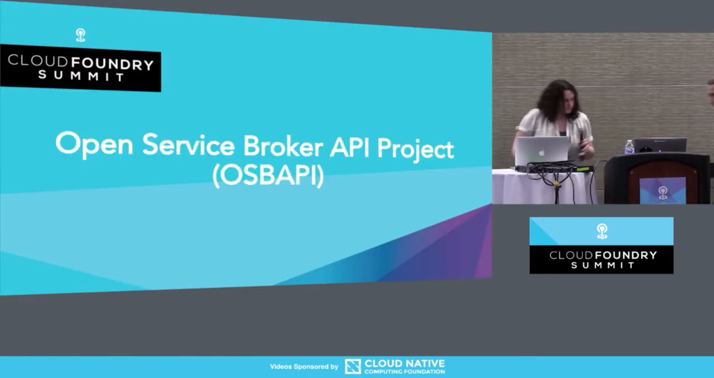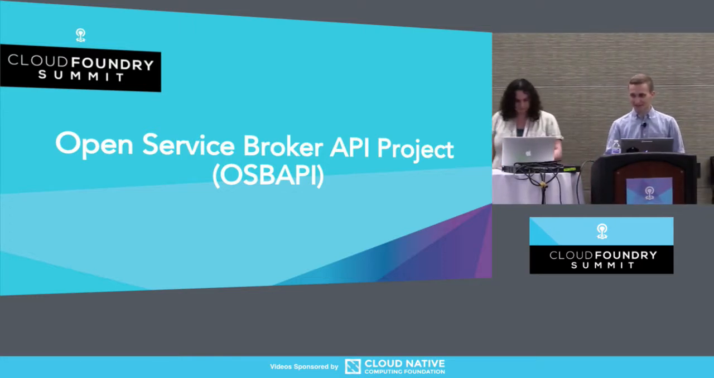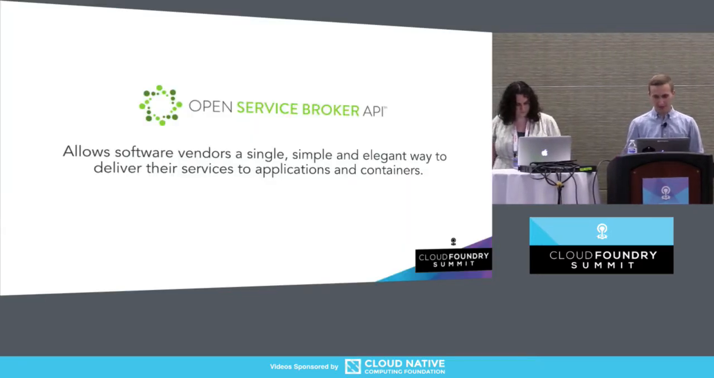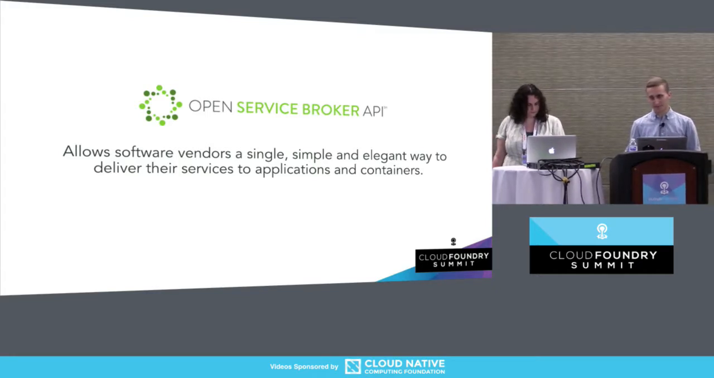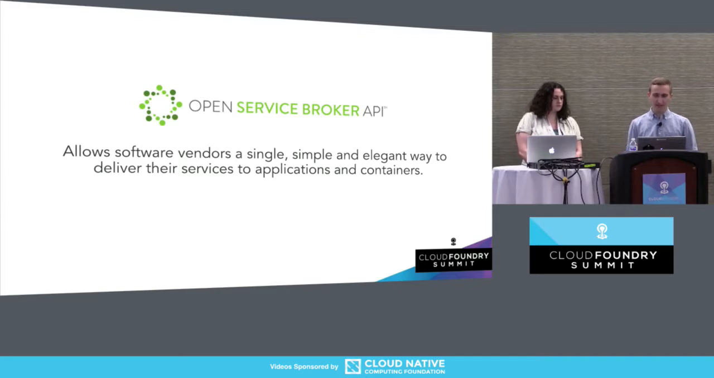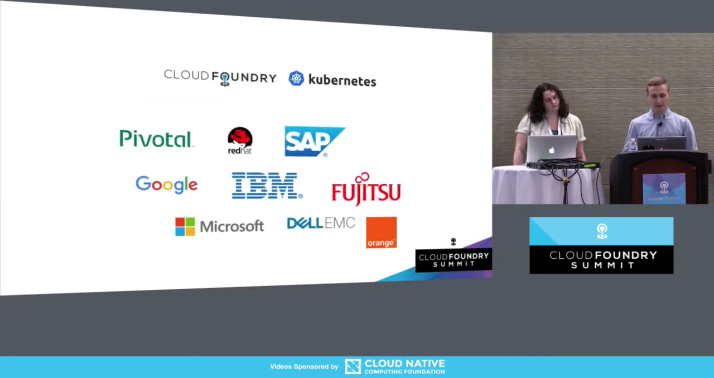Matt? Sweet. Thanks, Jen. Okay, so if you're already familiar with the Open Service Broker API project, then bear with me for 2 minutes while I quickly give a high-level overview. The Open Service Broker API project was designed to allow software vendors and SaaS providers a single way to deliver their services, things like databases, config servers, messaging queues, to applications and containers running on any what we're calling cloud-native platforms. This did start out as a Cloud Foundry API called the Service Broker API, but late in 2016, still under the guidance of the Cloud Foundry Foundation, this was moved into an open source project where we have collaborations from a whole lot of companies, as we can see on this slide.